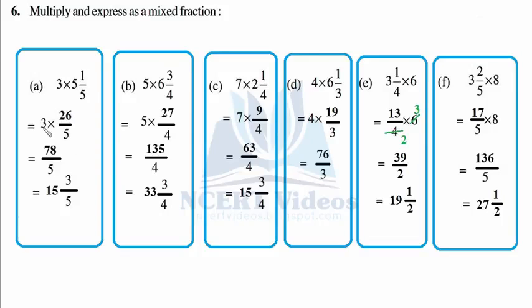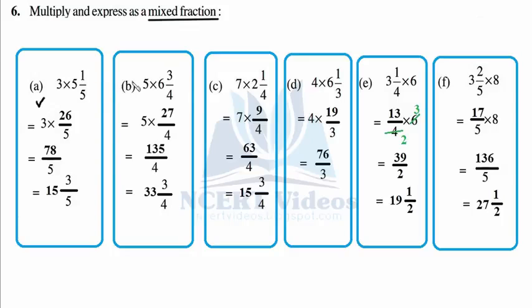6 3s are 18, 1 is remainder, 3 2s are 6, plus 1 is 7, so 78 over 5. Now remember we have to represent them in terms of mixed fraction. So we can write it as 5 15s are 75, and 3 is the remainder, therefore 15 and 3 over 5. Or you can say 15 and 3 by 5 is your answer for A.